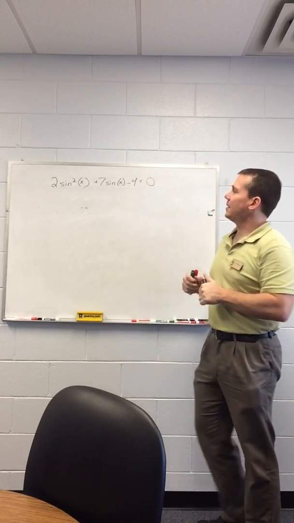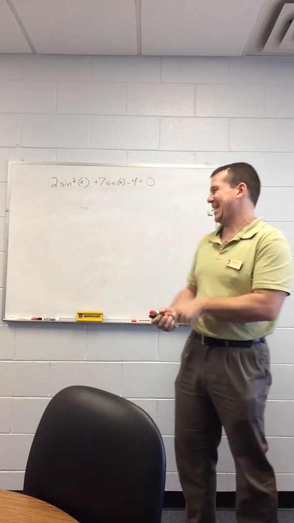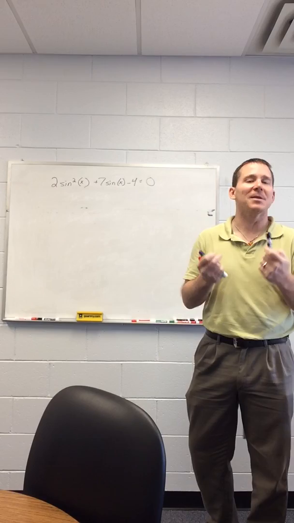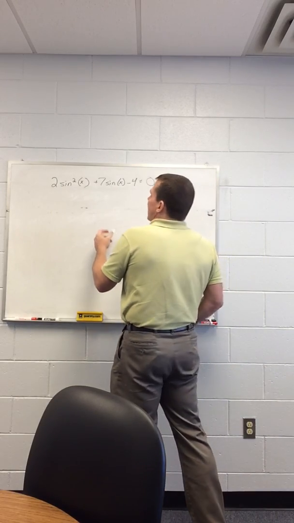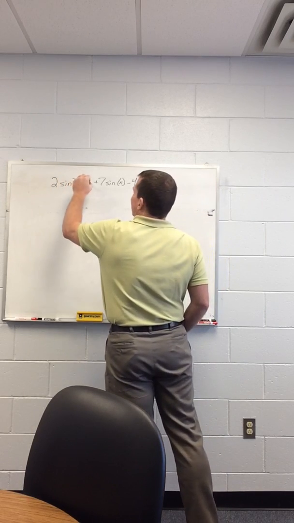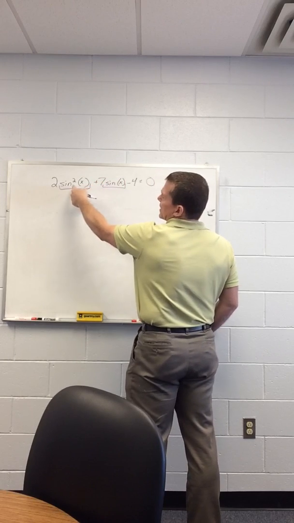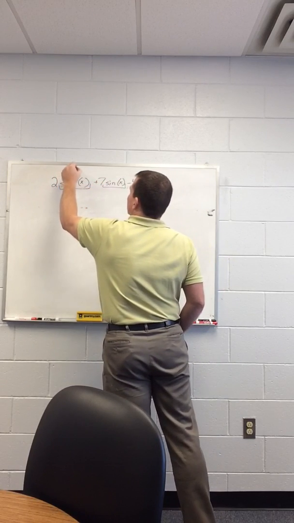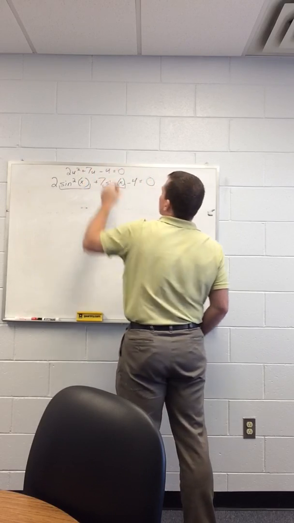This one is slightly different. I actually have a sine squared in there. But the point here is this looks different, but it's the same. It's what you've already been doing from 171. If I do a simple substitution, and I just let sine x equal, say, u, and then sine squared is u squared, this becomes 2u squared plus 7u minus 4 equals 0.